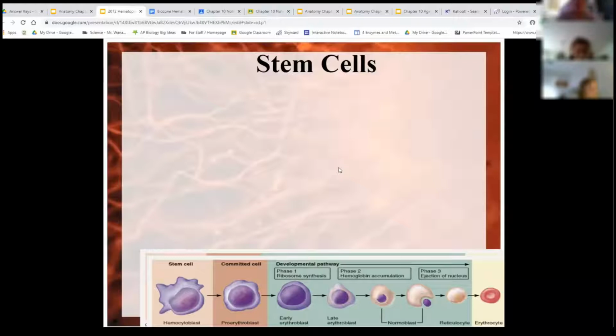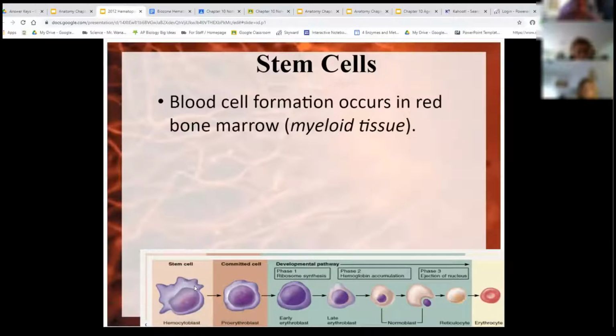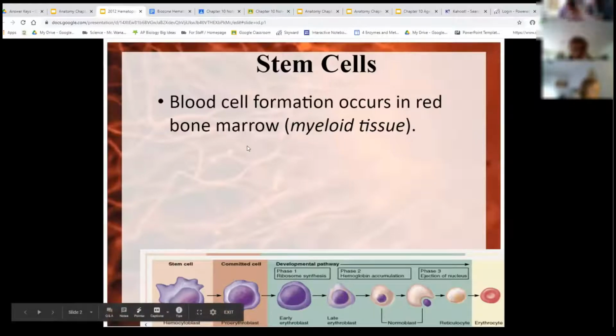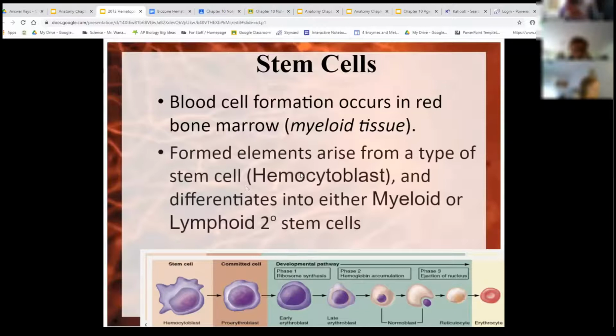And then those stem cells continue to differentiate, right? So you have what's called the hemocytoblast. Here's that word down at the bottom, hemocytoblast. This is your stem cell that gives rise to all types of blood cells. This happens in the bone marrow. So where? Bone marrow. Or you can call that myeloid tissue. So marrow, myeloid, M and M. We want to know this word hemocytoblast. It's your main blood cell stem cell. It becomes any type of stem cell.